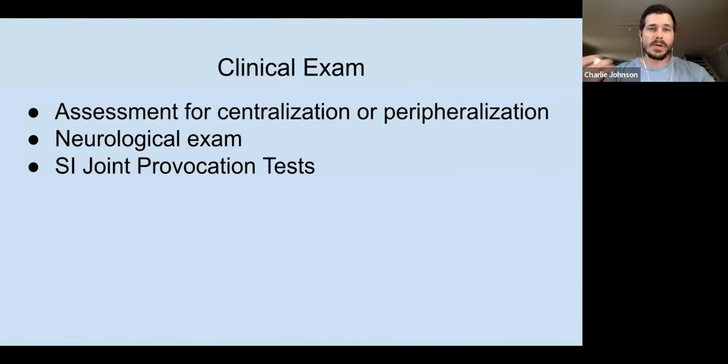So we want to assess for centralization or peripheralization. Then we want to look at the health of the nervous system via neurological exam. And then we want to do what we call SI joint provocation tests. These are tests designed to irritate or aggravate the SI joint.